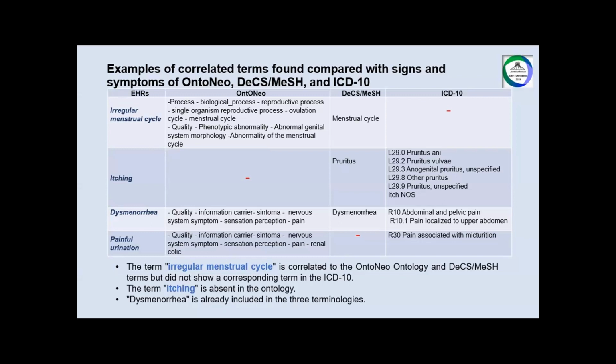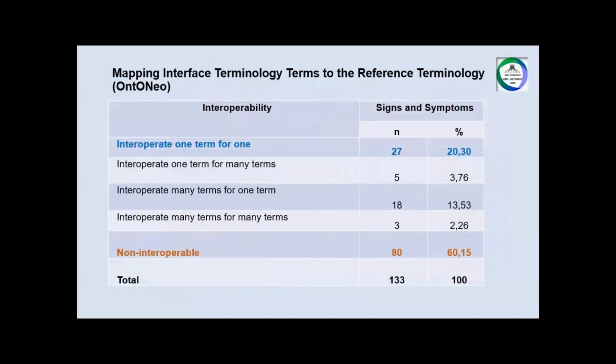In my research, we have the complete table with all signs and symptoms and other kinds of extraction that we did: diagnostic, prognostic, abbreviations, and others. So this is the mapping from interface terminology terms to reference terminology, Ontonil. We did this step first: interface terminology to reference terminology.